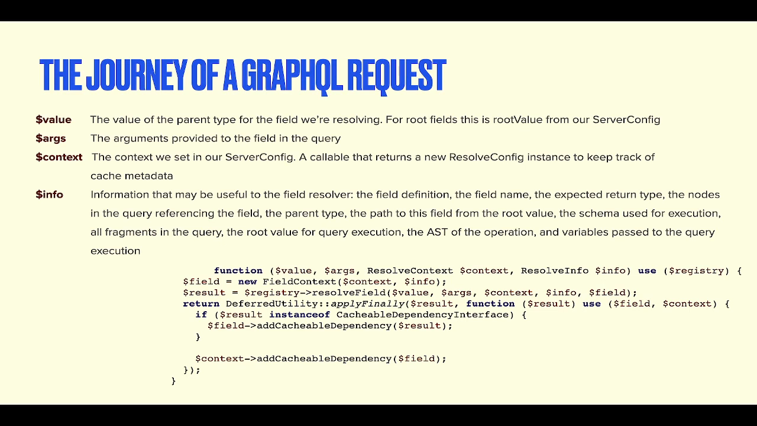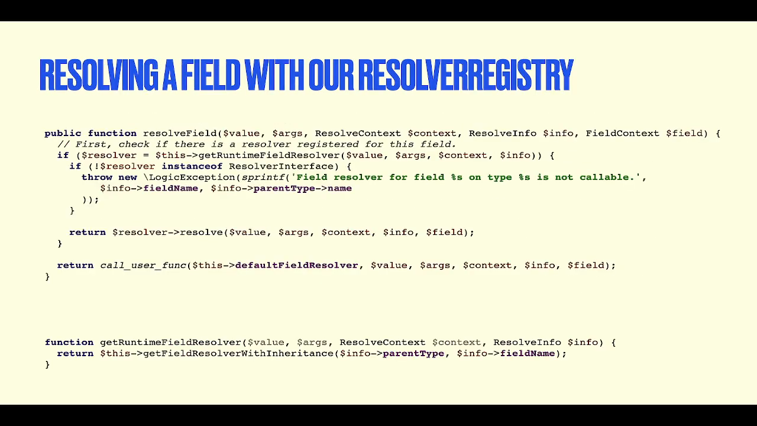If we look in this function, we can see that the first thing we do is we take our resolve context and we create a new field context. This is used so we can do cacheability information on a field level as well as on a request level. The next thing we do is we call the resolve field function on our registry. So this is actually the registry that we created in our base schema that has been passed all this way. Finally, once that gives a result, we'll check for any caching metadata that we need to store. So let's dive into that resolve field on our registry.